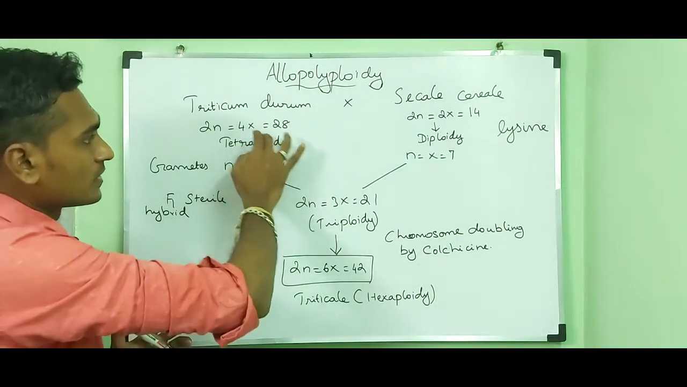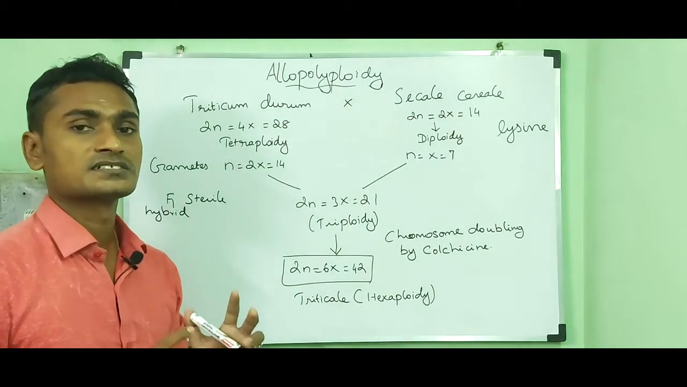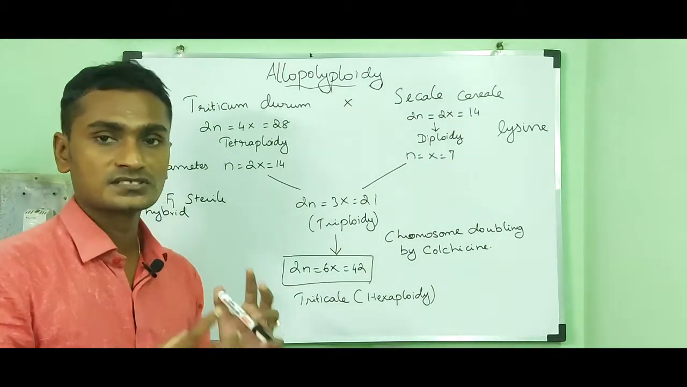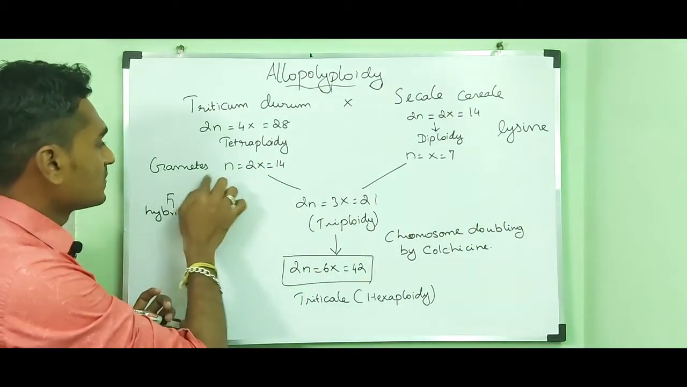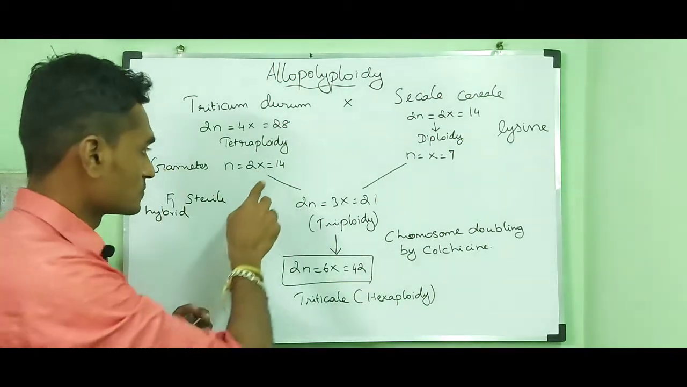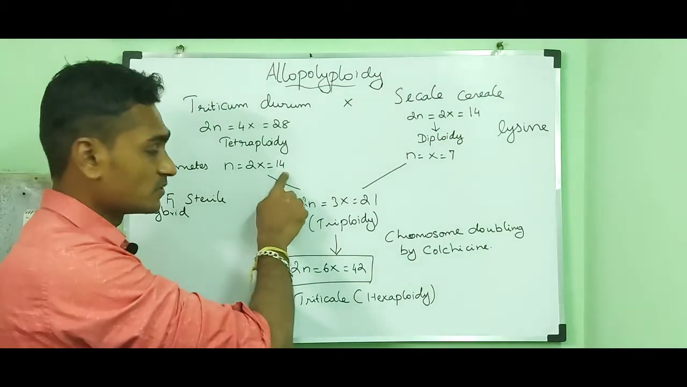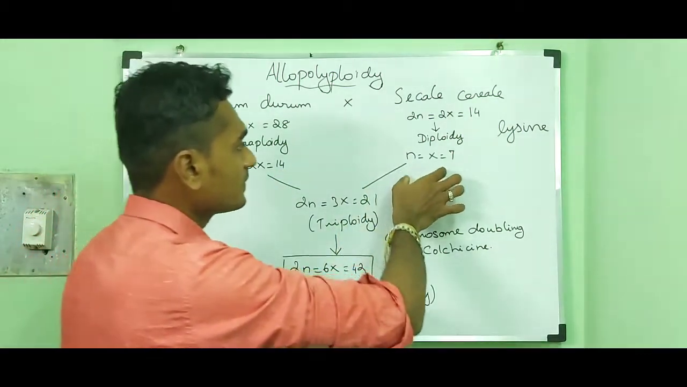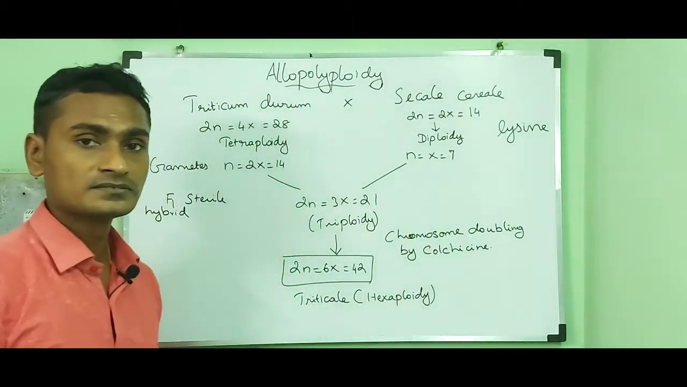Then they undergo the process of gametogenesis. A reduction process takes place, that is meiosis, and they get reduced into gametes. The durum gametes contain n = 2x, two sets of chromosomes, and they contain 14 chromosomes. How many chromosomes? 14 chromosomes. In rye, n = x, and they contain 7 chromosomes.